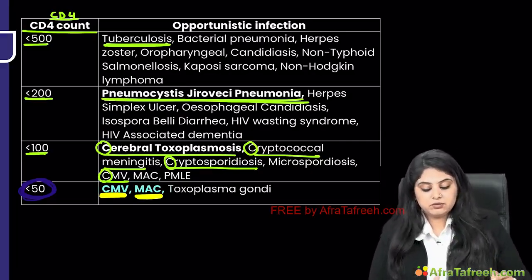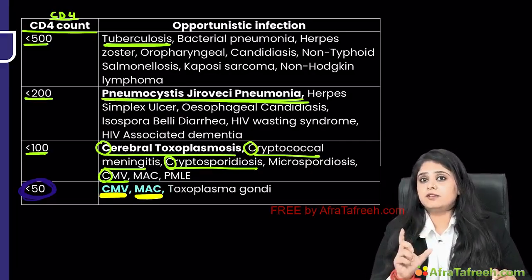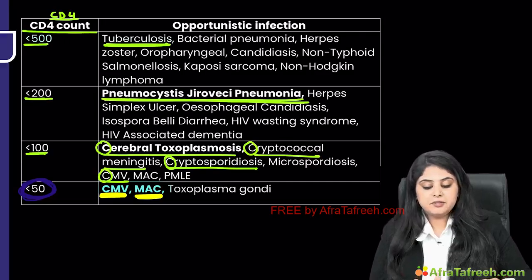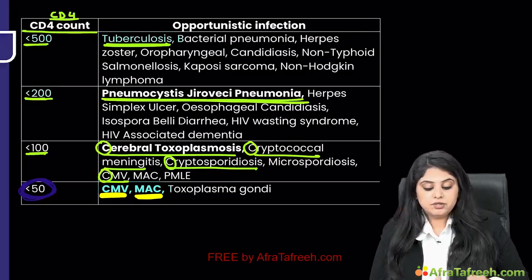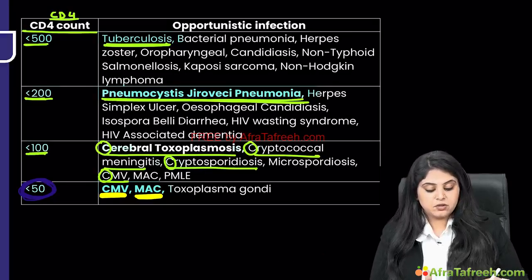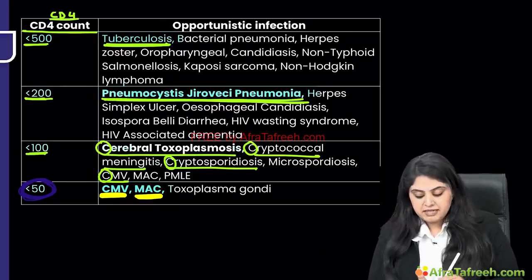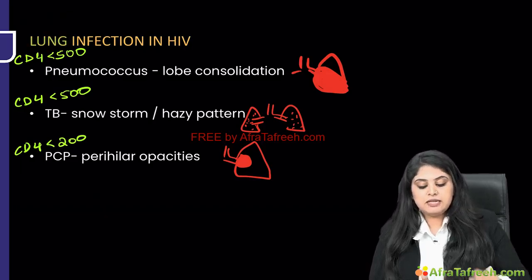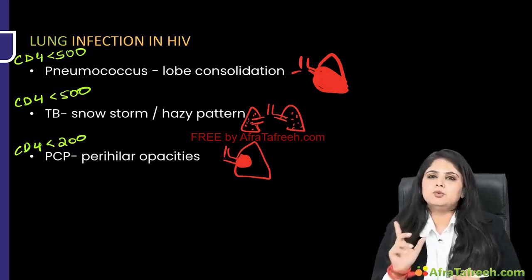So repeating, TB. If I want you to focus on the lung findings, less than 500 will be TB. Less than 200, very, very important, there is going to be pneumocystis jirovecii. Less than 100, all the CCC things are there. CMV retinitis and MAC infections are going to be less than 50. In fact, if I try to note all the lung related things, you'll say, ma'am, why will there be pneumonia in the lung?